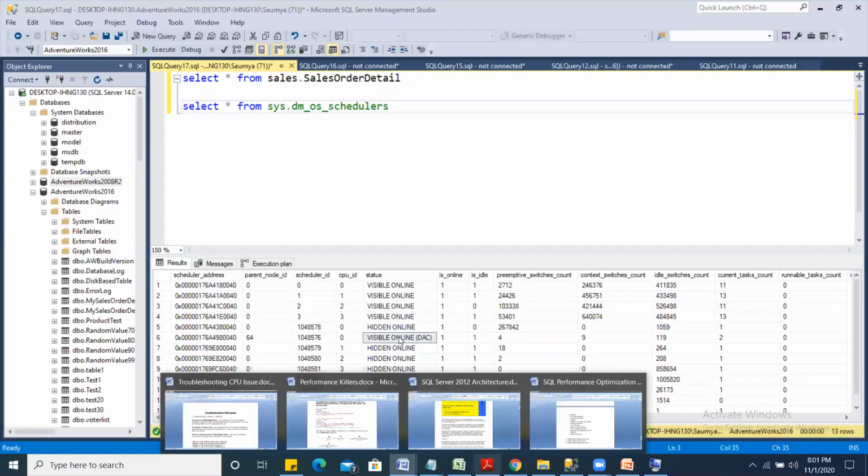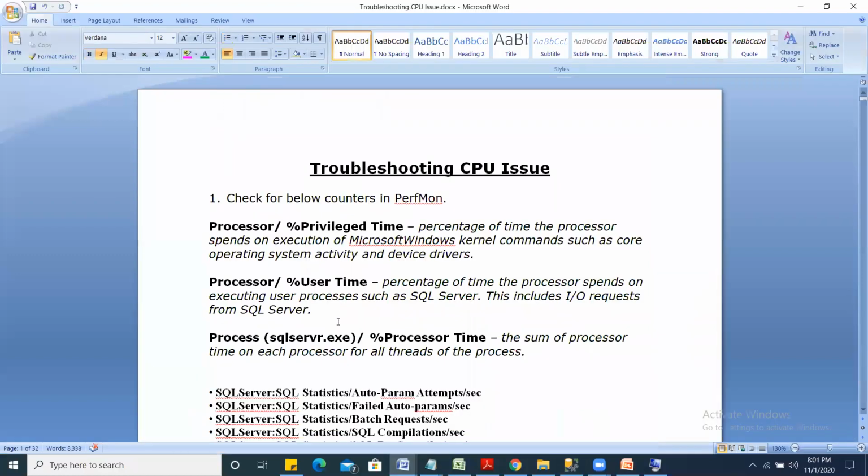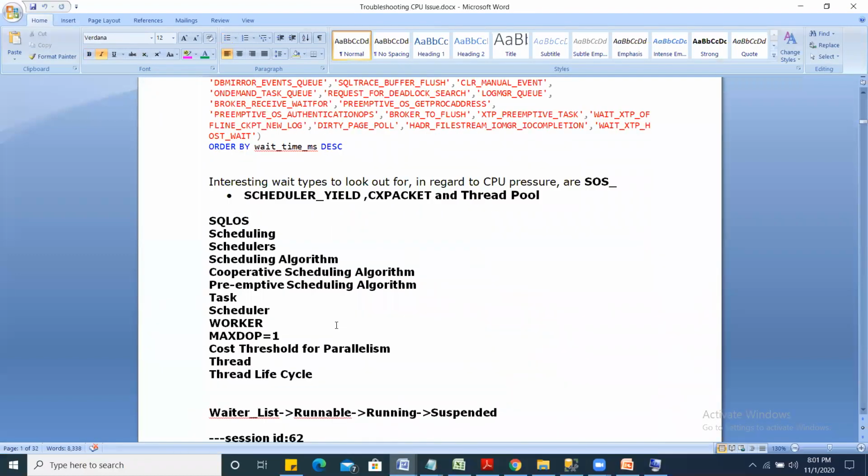So let us come here and see if I have depicted something or not. It will be easier for you to understand then.